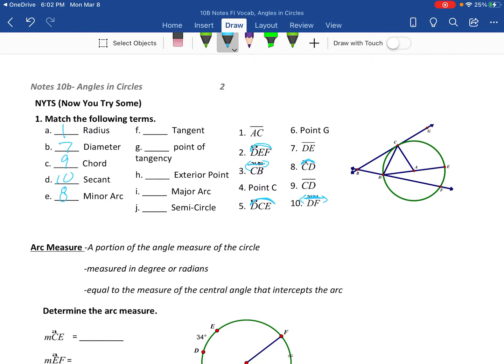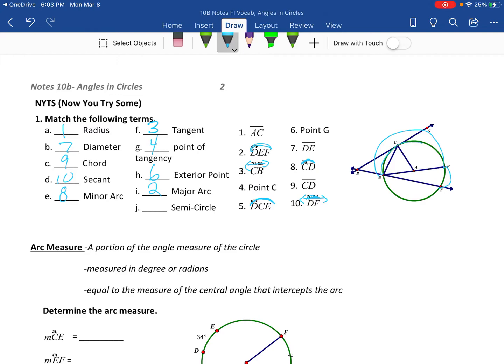My tangent is BC, CG, something like that. That was number 3. The point of tangency is C. An exterior point is G. A major arc would have to be 3 points. It's not a diameter, so D to E to F, that will work, so that's number 2.